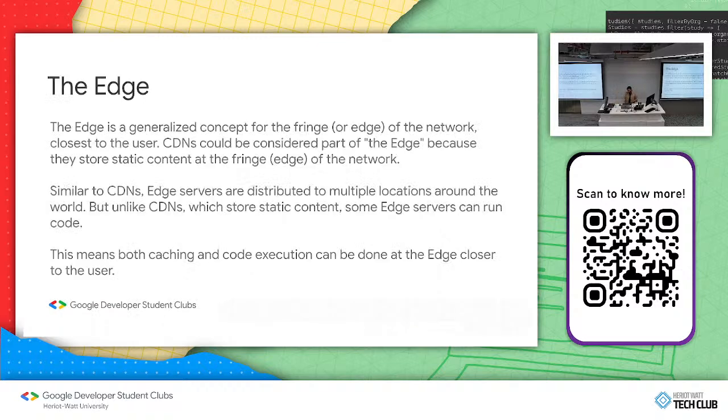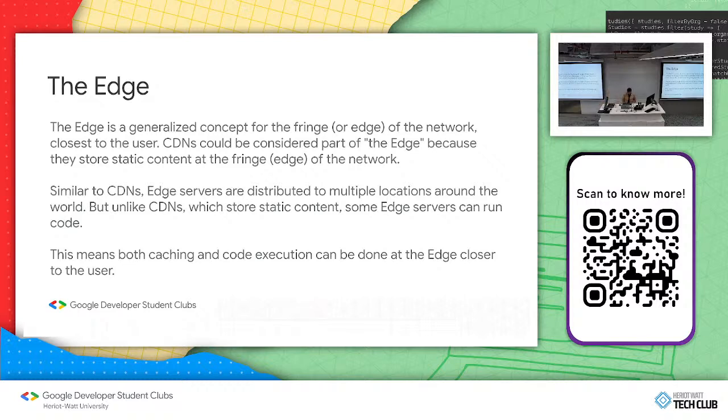Now, the edge is a relatively new concept in terms of the network. Traditionally, it was always the origin server for hosting your code and the CDN for actually getting static assets for your website to load faster. The edge is sort of a middle ground for both. The edge refers to the fringe or the edge of the network. It's pretty self-explanatory, the name.